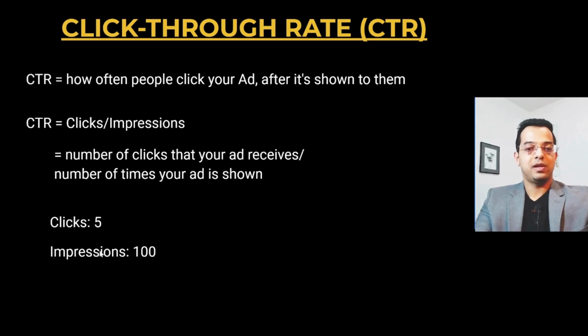So for example, if there is an ad which has 100 impressions, and out of the 100 times the ad is shown it gets clicked 5 times, then in that case CTR would be 5%, that is 5 by 100. So 5% CTR basically means that if an ad is shown 100 times, it gets clicked 5 times. A high CTR indicates that the ad is relevant, engaging, and helpful to the user. And this CTR varies across industries.